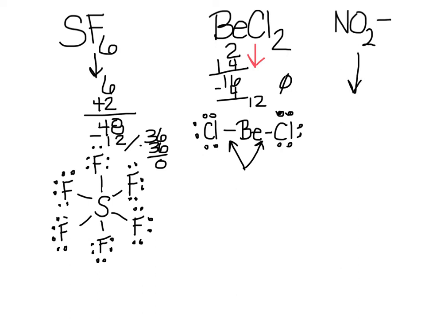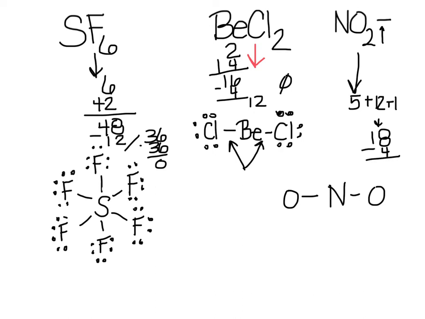So this is nitrite, the polyatomic. So let's add up our electrons. There's 5 for nitrogen. Each oxygen has 6, so that's another 12. And it has a -1 charge, so we're going to add another one there. That gives us a total of 18 electrons. We're going to put our nitrogen in the middle, put our oxygens over here. That takes care of 4. So that's 14 more. 1, 2, 3, 4, 5, 6, 7, 8, 9, 10, 11, 12, 13, 14. I've placed all of my electrons.